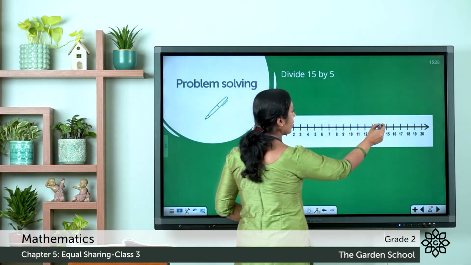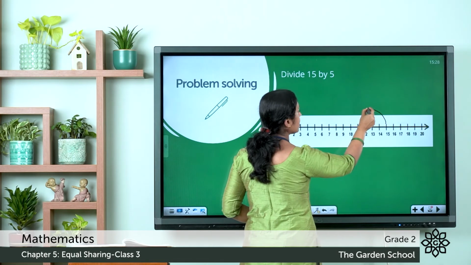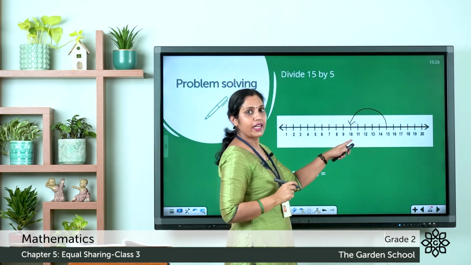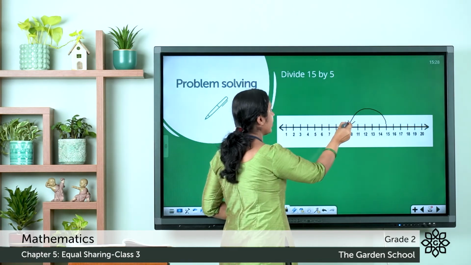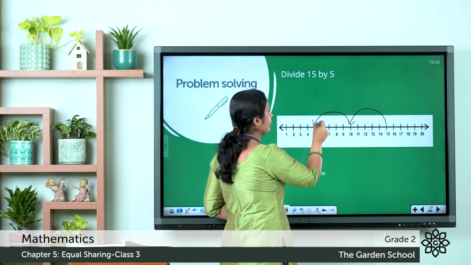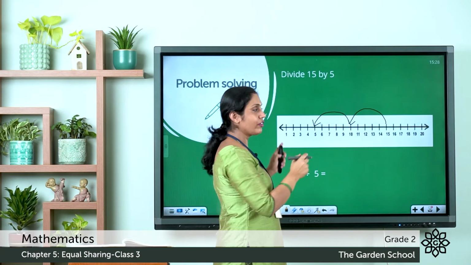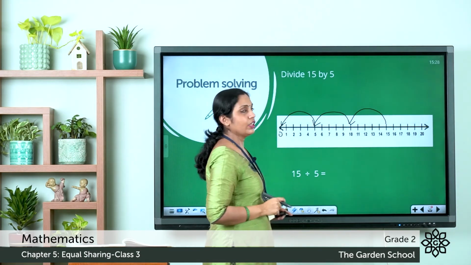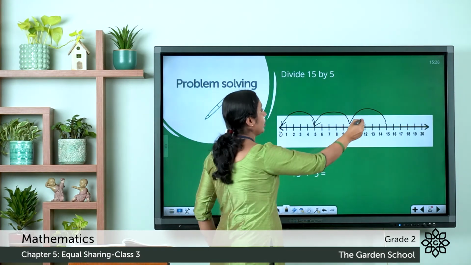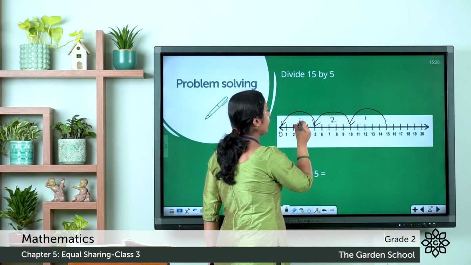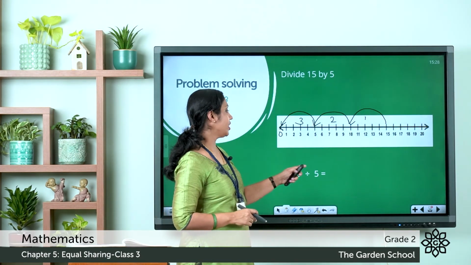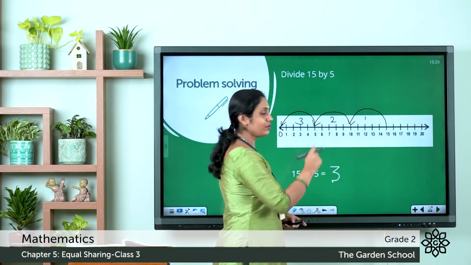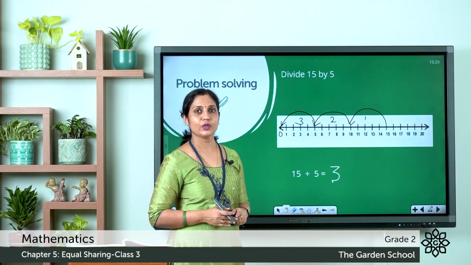So let's start doing from 15. 15 minus 5 is equal to 10. From 10 again 5 steps back. 10 minus 5 is 5 and 5 minus 5 is 0. Now how many steps did we jump? 1, 2, 3. Now what is the answer? 15 divided by 5 is equal to 3. So hope your answer is also correct.